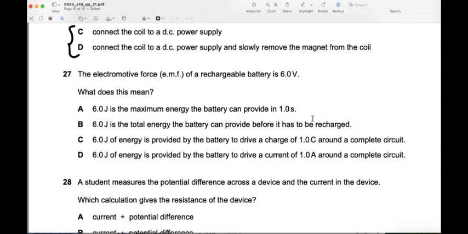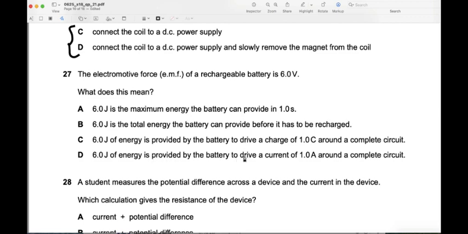The next question: the electromotive force, EMF, of a rechargeable battery is 6 volts. What does this mean? A, 6 joules is the maximum energy the battery can provide in 1 second. B, 6 joules is the total energy the battery can provide before it has to be recharged. C, 6 joules of energy is provided by the battery to drive a charge of 1.0 coulomb around the complete circuit. I think this is most absolute, right?